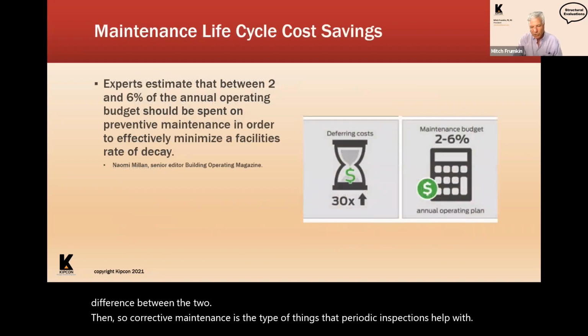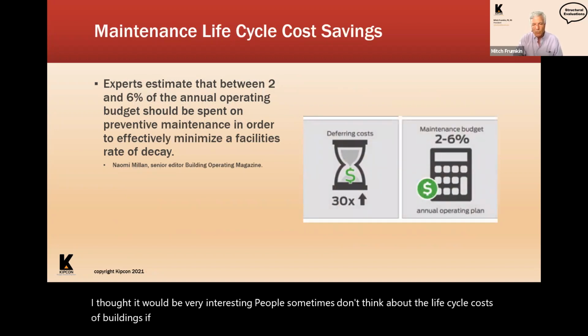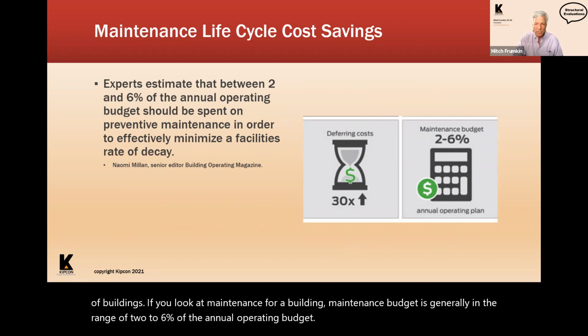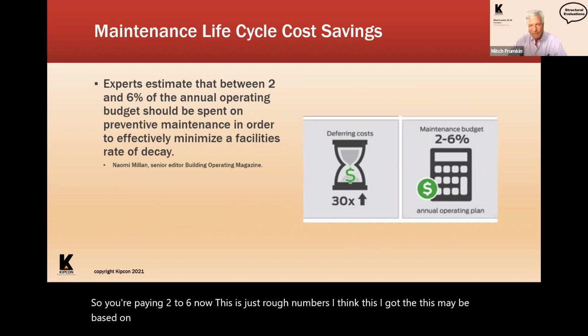I thought it was very interesting. People sometimes don't think about the life cycle costs of buildings. If you look at maintenance for a building, the maintenance budget is generally in the range of 2 to 6% of the annual operating budget. So you're paying 2 to 6%. Now this is just rough numbers. I think this may be based on office buildings. It's probably higher for parking garages, but say 2 to 6%.